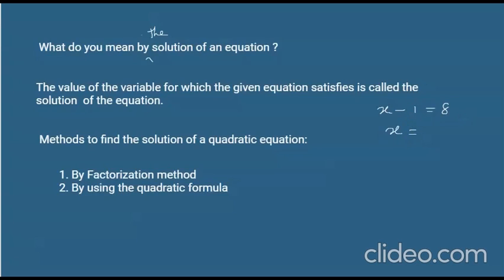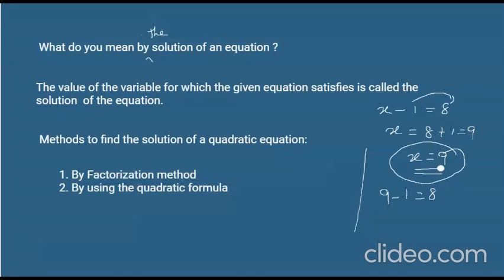So here, from x minus 1, you take the 1 to the other side. So x is equal to 8 plus 1, which is equal to 9. Here the value of the variable x is equal to 9. Now let us check whether x is equal to 9 satisfies this equation or not. Let us substitute 9 instead of x. 9 minus 1 is equal to 8. So when you substitute x is equal to 9, LHS is equal to RHS. Clear? So the solution of this particular equation is x is equal to 9.